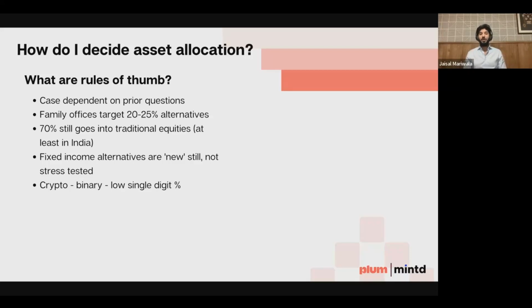Fixed income alternatives are still new. They haven't been stress tested. So larger offices don't really put them in their portfolios as much yet. And crypto, based on surveys, the sense tends to be low single-digit percent, so 1 to 3 to 5% of your portfolio. But again, with crypto, it really comes down to how much am I willing to go to zero? That's how you should think about it, truly.